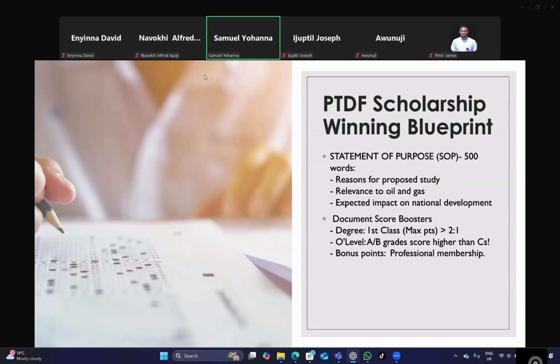The second time applying, of course, I knew what to do. So I got professional membership. I got like 3 professional memberships, plus my O level, which is a bit good because I have some B's in it. And then my degree certificate. And I crafted a very strong SOP, and I was ready for them.